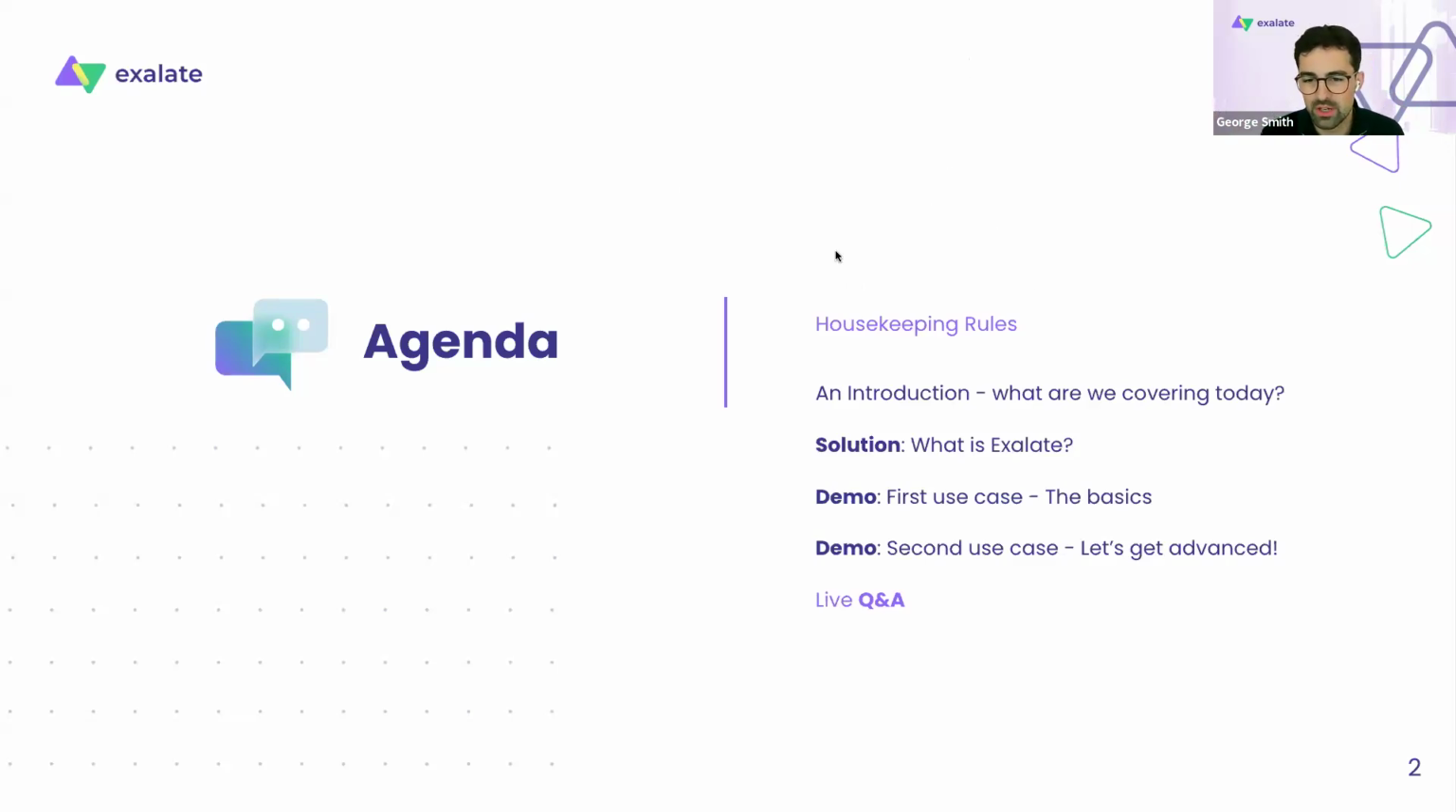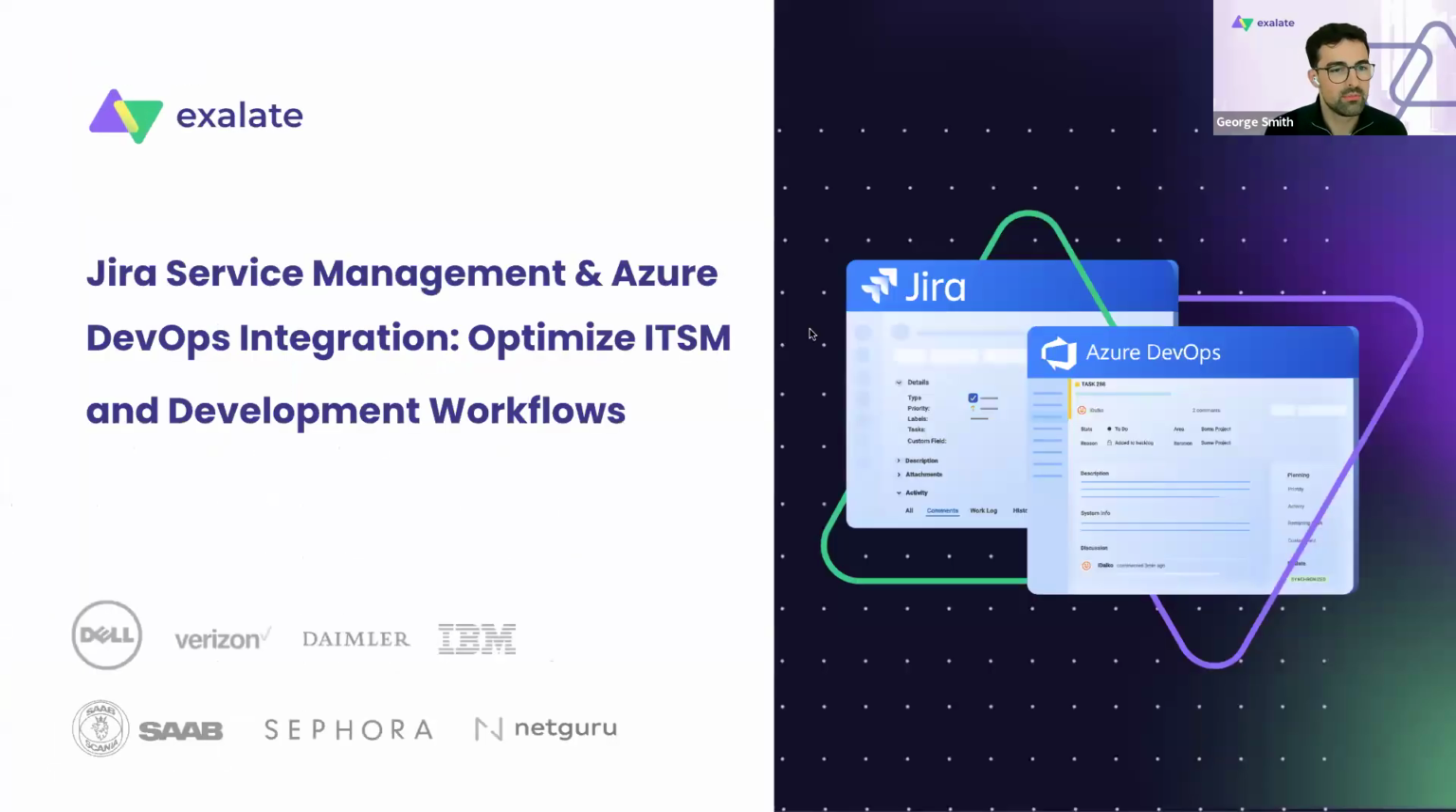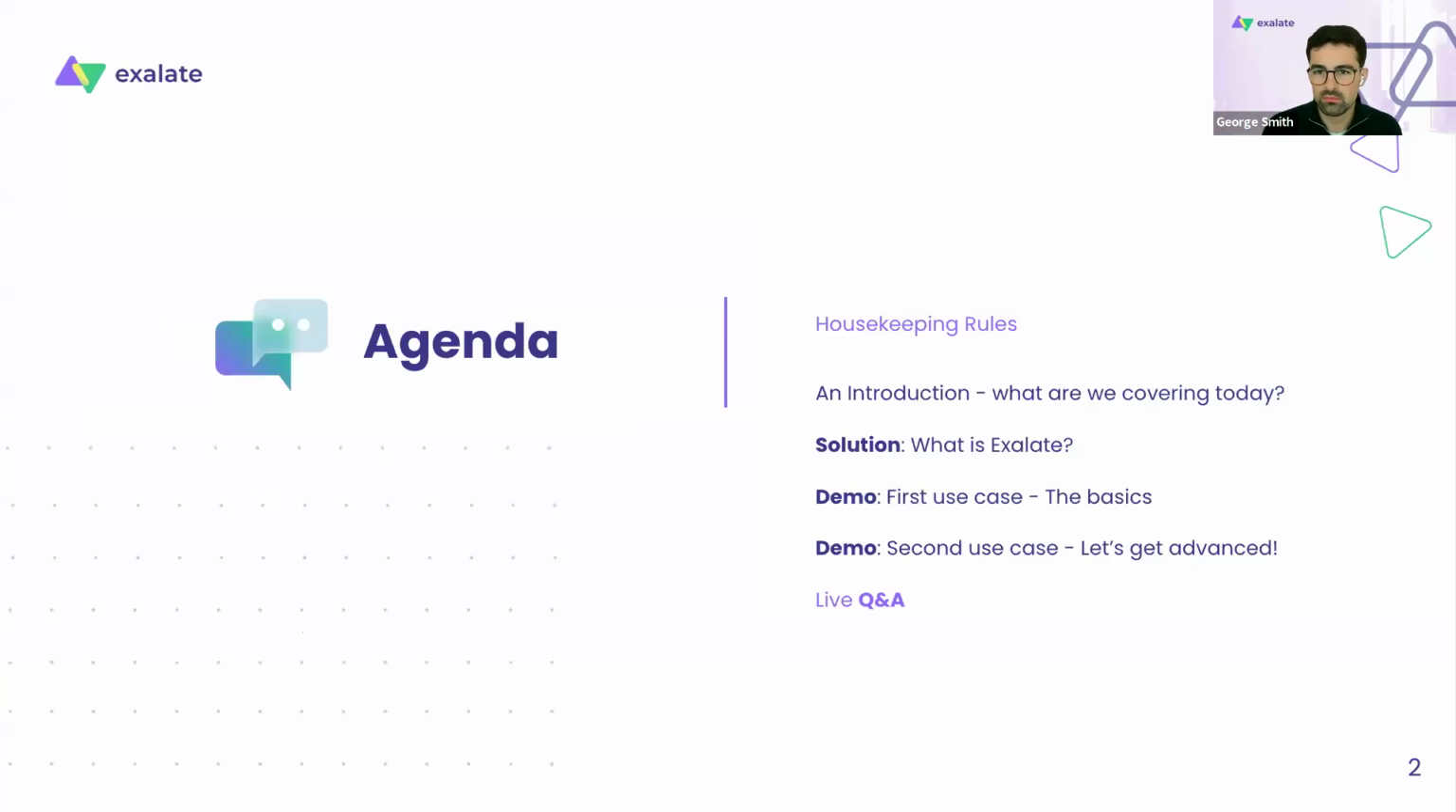So let's run through a bit of an introduction. Going back to the main title, we're going to cover this Jira Service Management and Azure DevOps integration. The solution for how we're going to achieve that is Exalate, and we're going to get into two use cases today. We're going to do a live demo, rather brave, some may say, not for us, we're fine with it. The demos will cover two separate use cases, exercising how this integration would work and how we can optimize those workflows, of course. Then we'll save some time at the end to cover any questions you may have. So, on with the show.